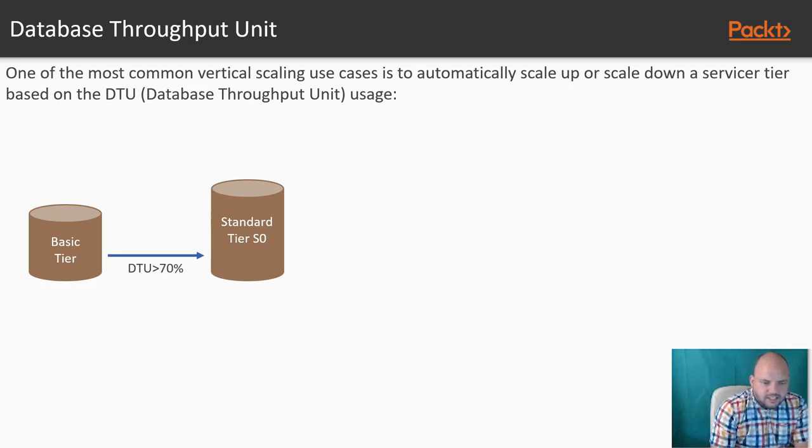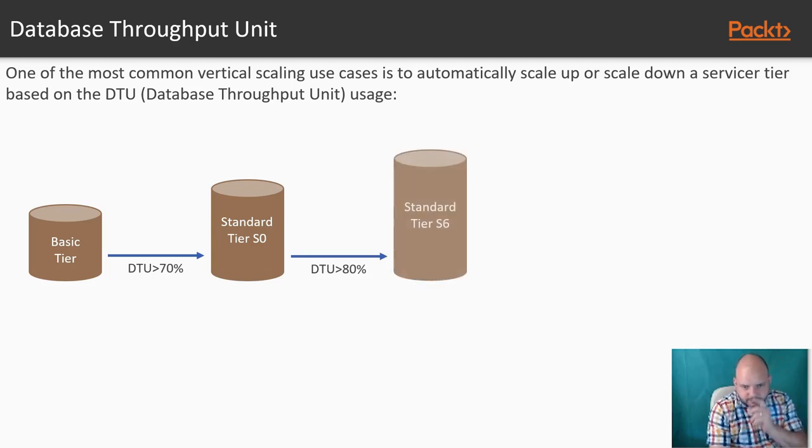Another use case is to schedule the scale up and scale down based on peak and off-peak business hours. For example, if a business expects higher traffic between 1 p.m. and 3 p.m, it can scale up to the premium service tier, and it can scale down to the standard tier for the rest of the day.